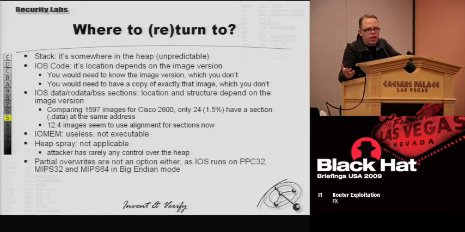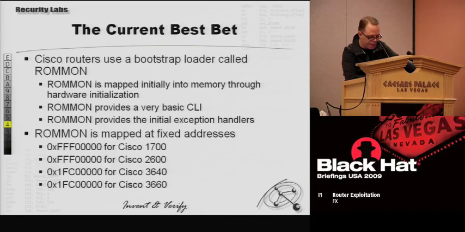And partial overrides would be an option, right? You just override like the last octet of the return address, and then you jump slightly into your stack or something. Well, that would be nice if we were not running on big endian machines, in which partial overrides means we're essentially changing the entire area of memory we're looking at and just crash the device. So this is not an option either.